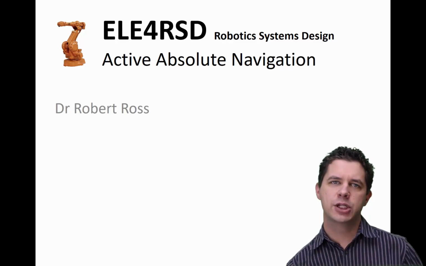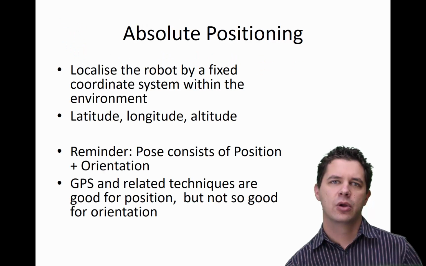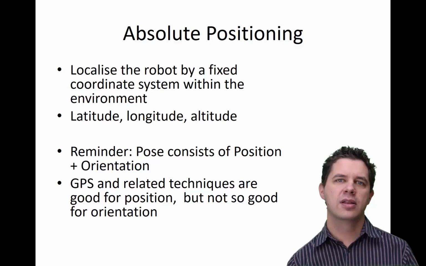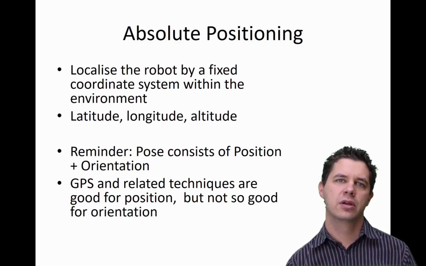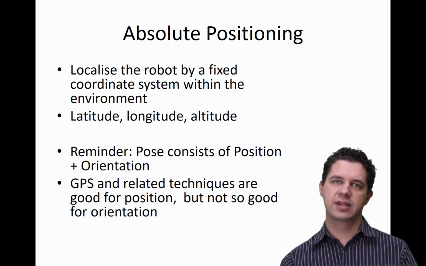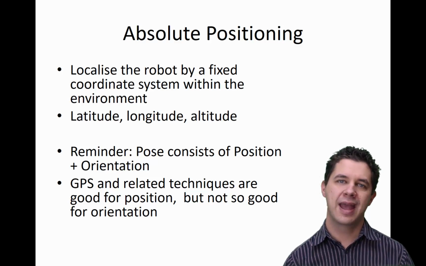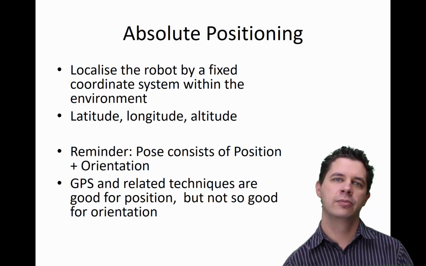Our next form of navigation that we'll look at is active absolute navigation. Remember, in absolute positioning or absolute navigation, we've got some sort of a fixed coordinate system that we localize the robot according to. And it's not based on incremental changes within the environment, it's based on this fixed system. It might be something like latitude, longitude, and altitude, or it might be a certain position in the room given a reference point in the room.